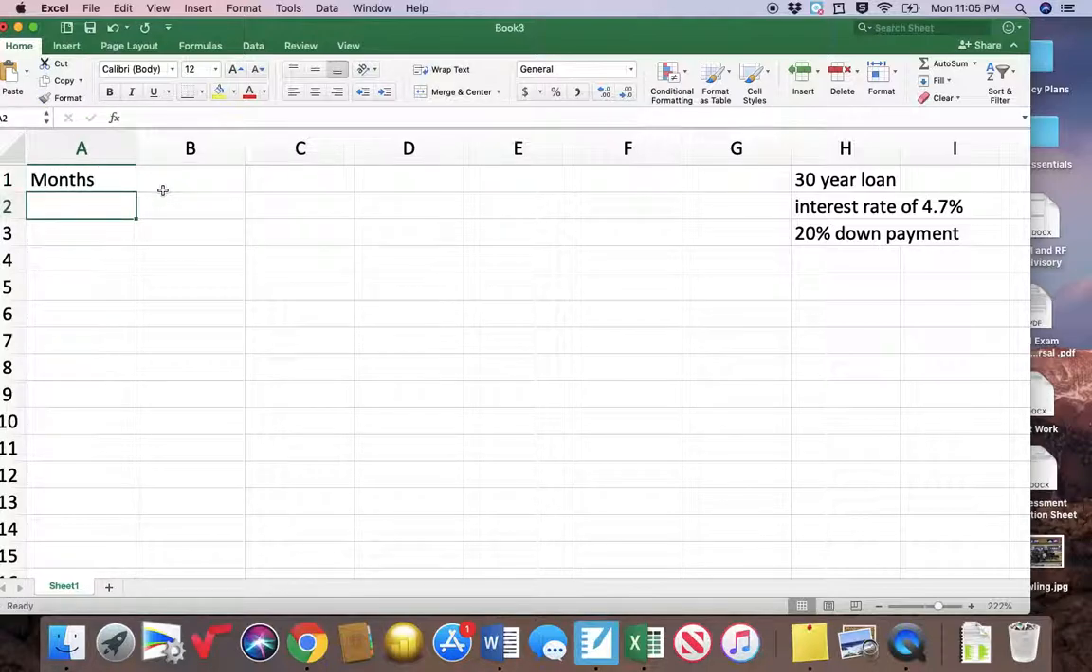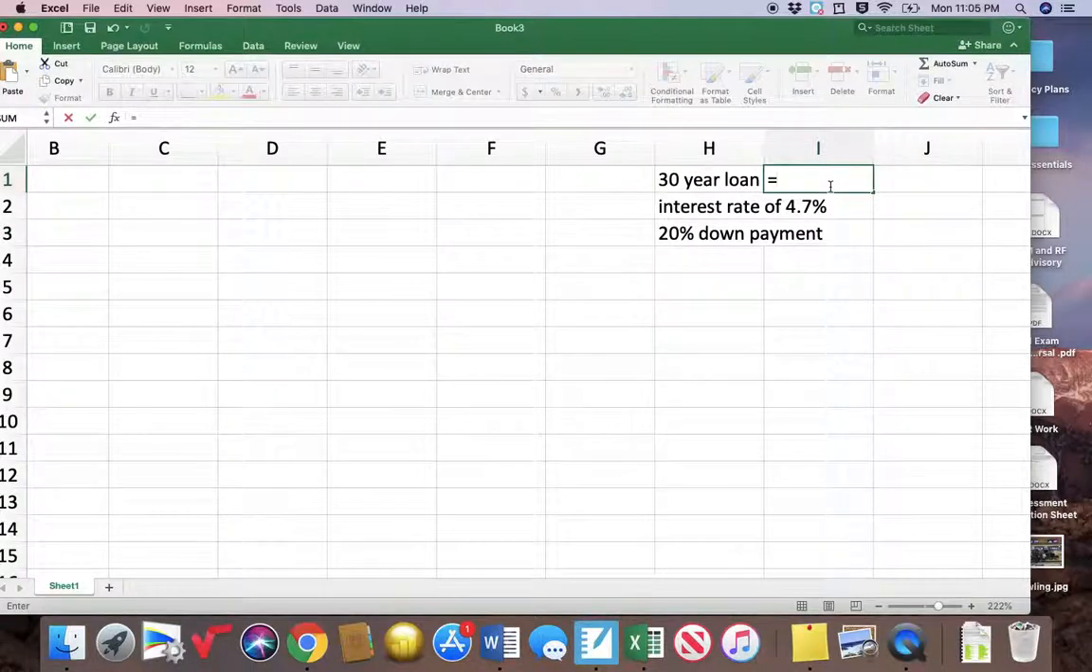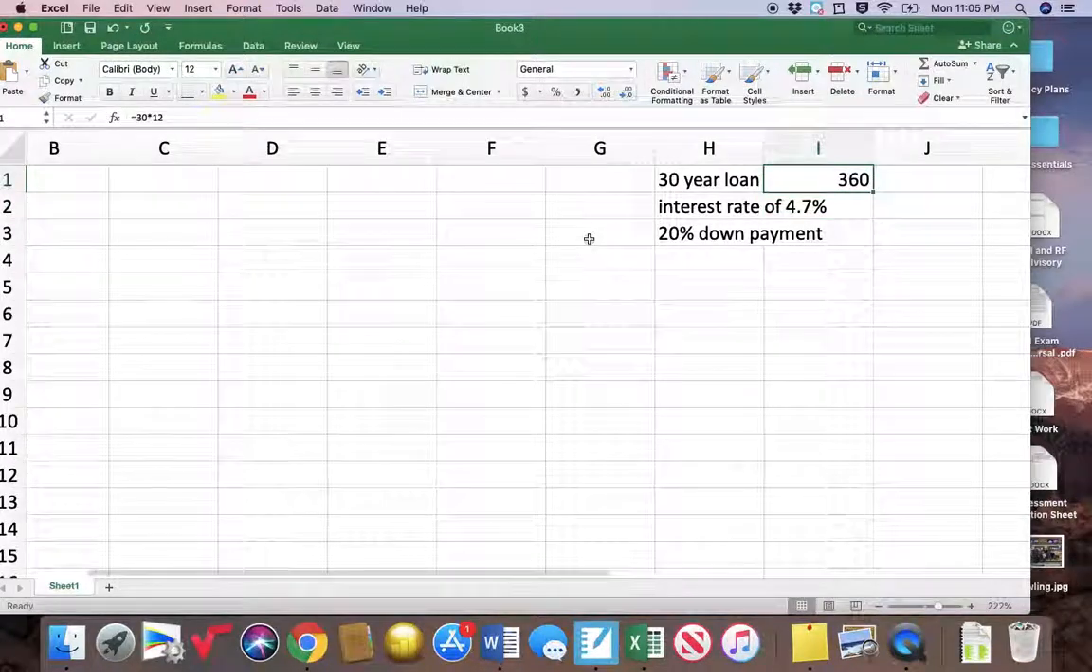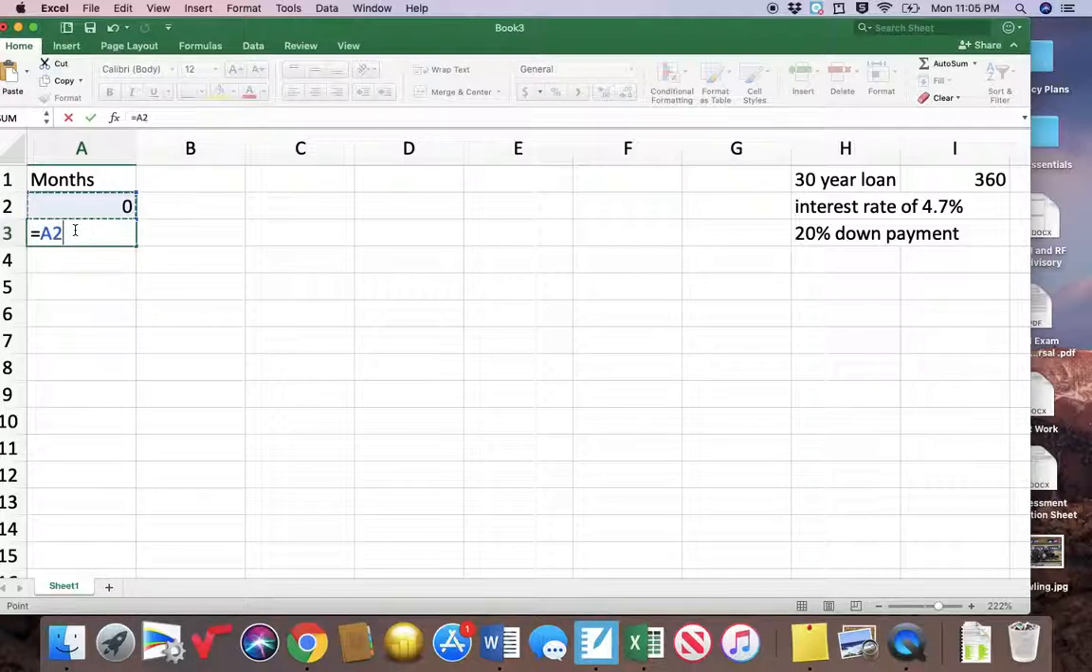So months, I'm going to start with 0. That's going to be the month I buy it. And how many months am I going to have to go out? So if it's a 30-year loan, I can just do some side work here. If I go 30 years times 12 months, I see 360 total months. So I'm going to be dragging this thing down quite a bit.